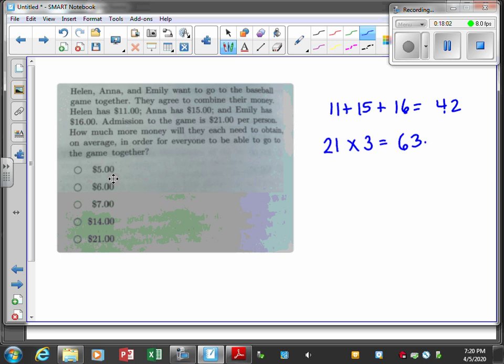It costs them 63, but they only have 42. Subtract them to know how much is left. So I would say 63 minus 42 is 21. They owe 21 more dollars, but they want to know how much each person has to pay. Well, if they owe 21 and there's 3 people, on average they all have to pay $7 more each.